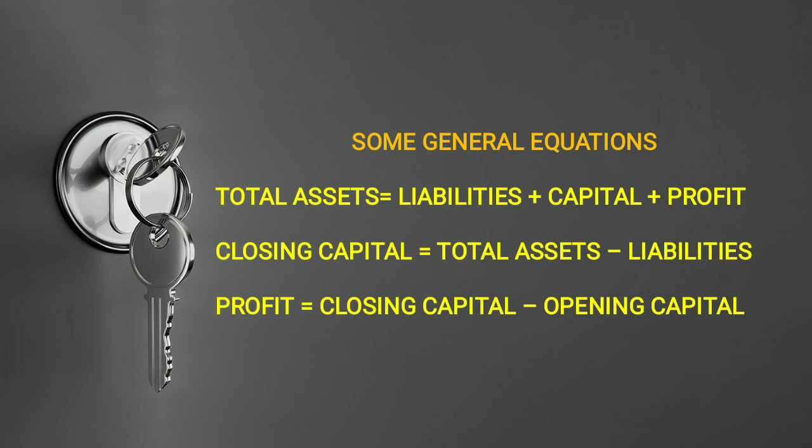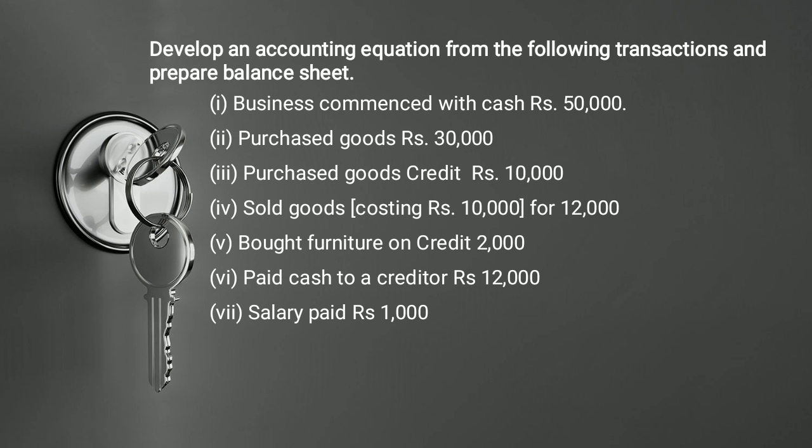And on the second side we have closing capital is equal to total assets minus liabilities, which we have already discussed as capital is equal to assets minus liabilities. Then here the very important equation, that is profit is equal to closing capital minus opening capital. It shows the calculation of profit. So after all these things we have a few transactions. It will be much better if you note down all these transactions, so it will be very easy for us to discuss them.